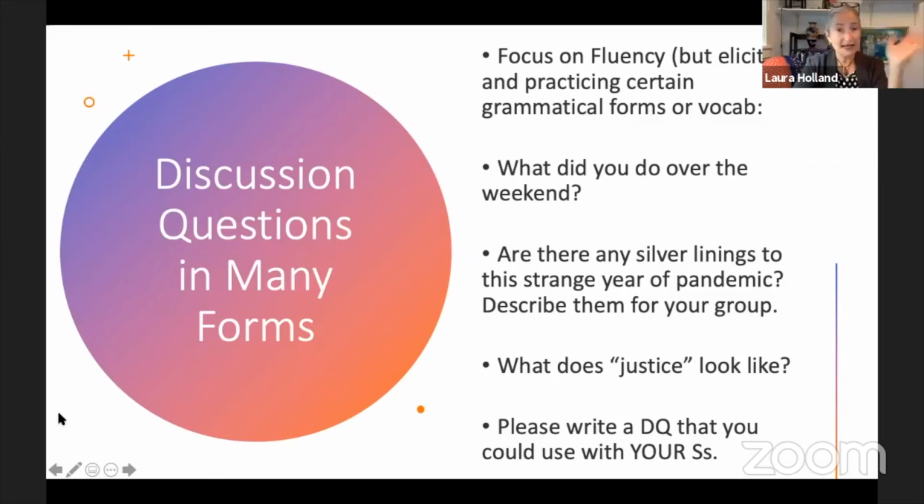Now, I'm not correcting anybody. The focus is on fluency, but I'm getting them to remember. It's like, okay, this is your chance to practice the past tense, right? You said you needed more practice with your past tense, and I agree. So what did you do over the weekend? We're getting real information at the same time as we're practicing.